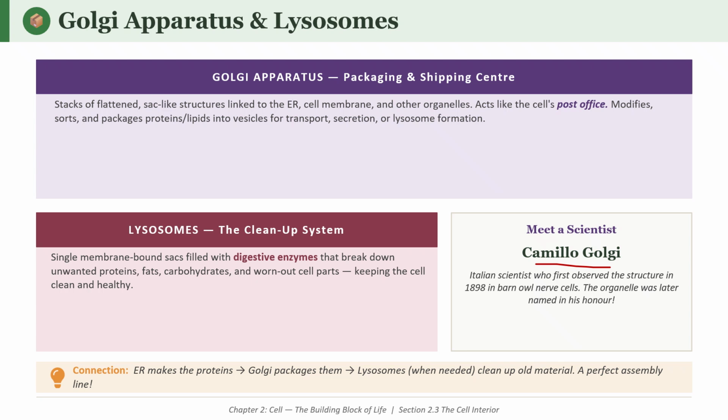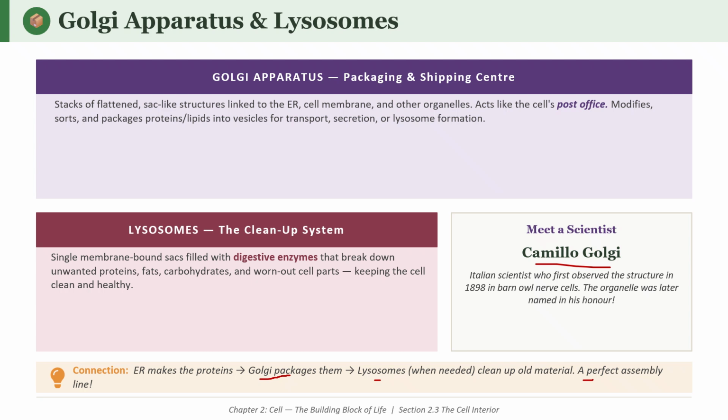You can see all these connections over here. The endoplasmic reticulum makes the proteins, Golgi packages them, and lysosomes clean up old material, a perfect assembly. Let's talk about the lysosomes, the clean up crew. What does it do? It cleans up.